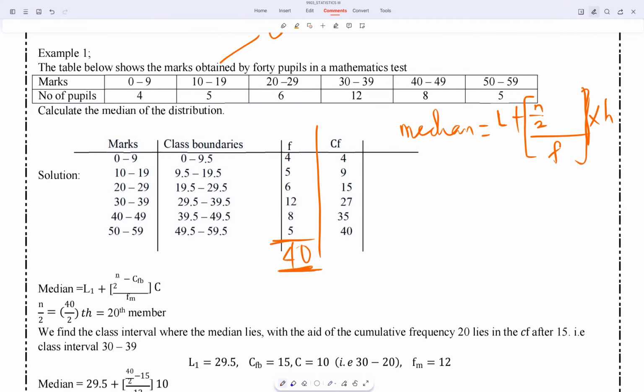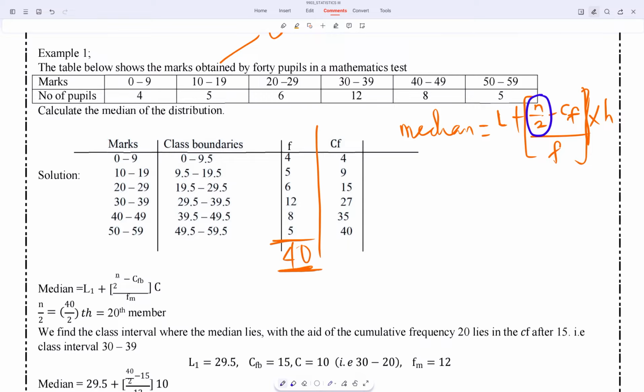Okay, so minus what? Minus CF. Okay, so now the first important thing you must always get is your n over 2. First, you must get your n over 2.